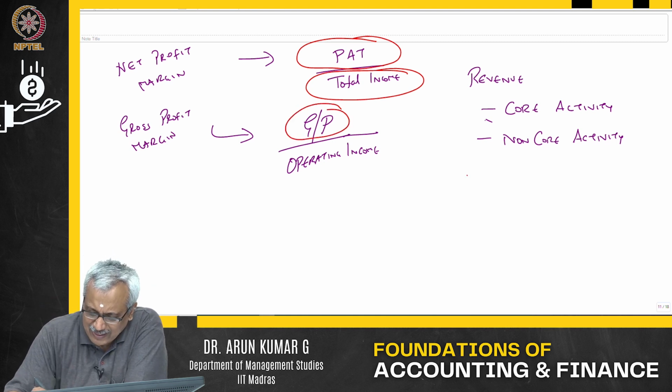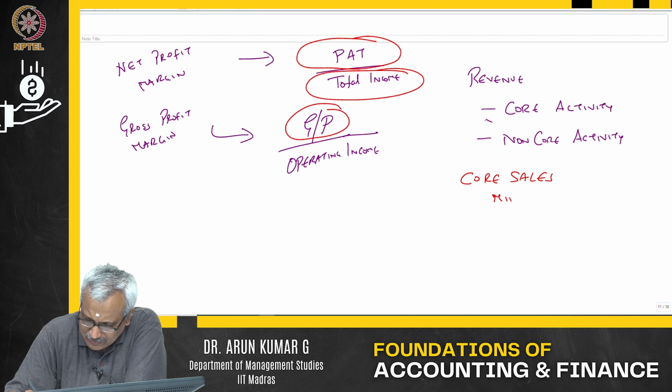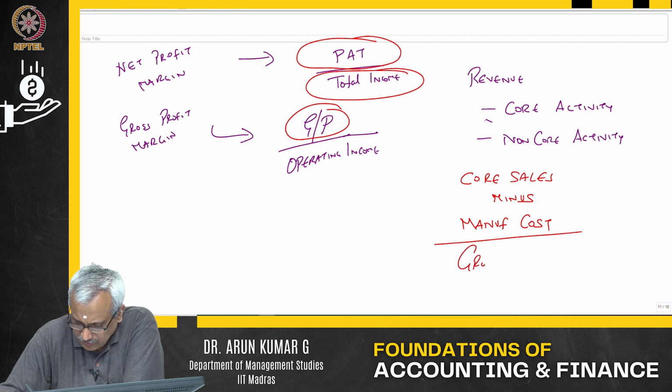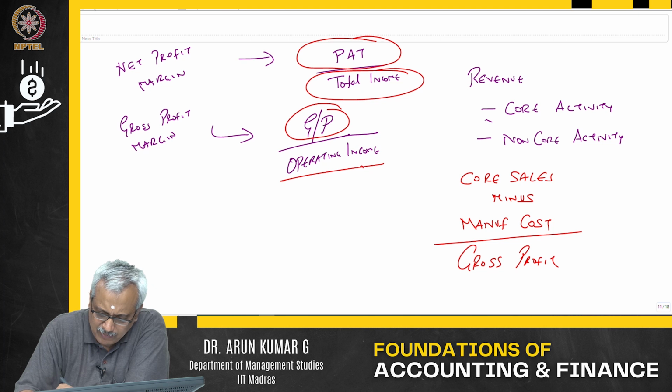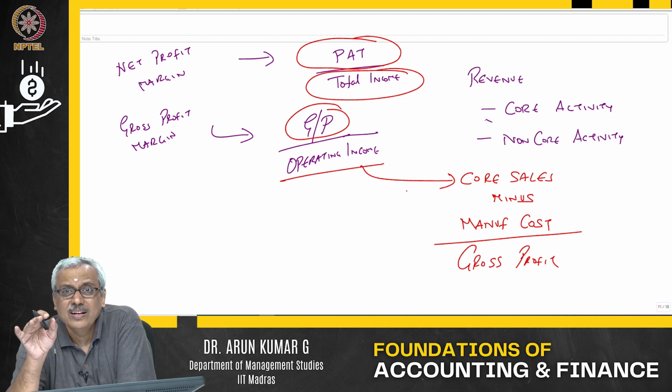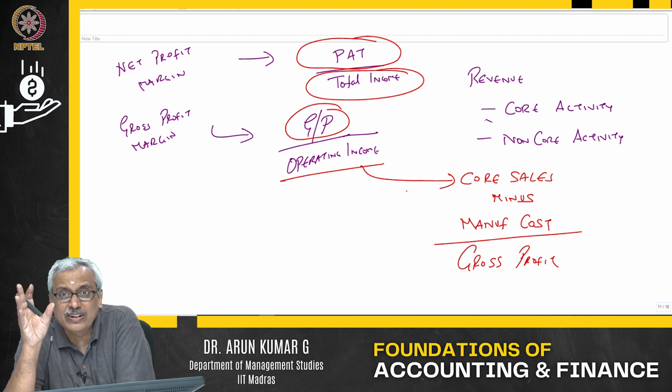What is the gross profit I have? Gross profit is, I would say, my core sales minus my manufacturing cost. That is all. This will result in gross profit. And my operating income is nothing but the core sales. I want to know whether you are making profit in the core activity.